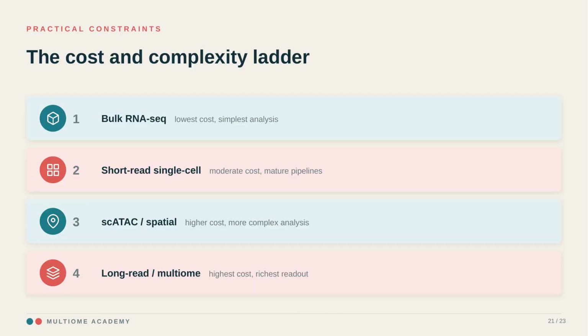It's also worth keeping the practical ladder in mind. Bulk RNA is the lowest cost and simplest to analyze. Short-read single-cell is moderate cost, with mature pipelines. Single-cell ATAC and spatial are higher cost and more complex. And long-read and multi-exon sit at the top, the richest readouts, but the most demanding on budget, cell number, and analysis.